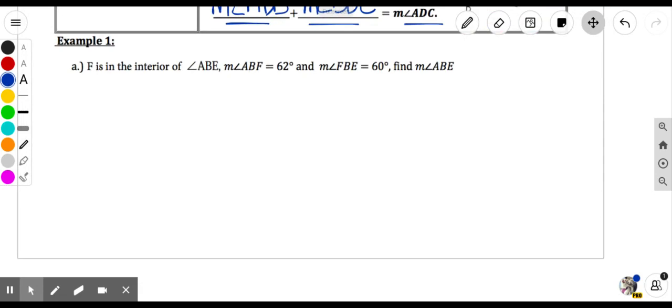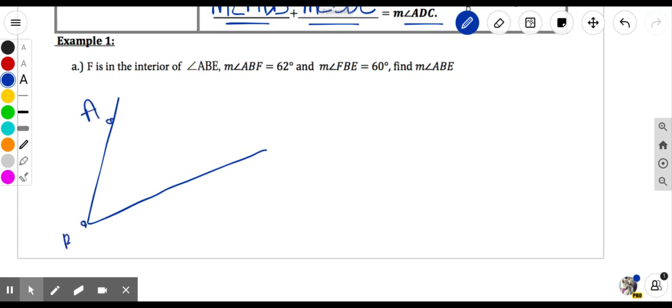So let's do a few examples. This one says F is in the interior of ABE. So let's make a picture. I need an angle ABE. Okay, there's my angle. F is in the interior. So F, we can't just have floating out in the middle of nowhere. We need to stick it on a ray. So that's what that picture would look like.